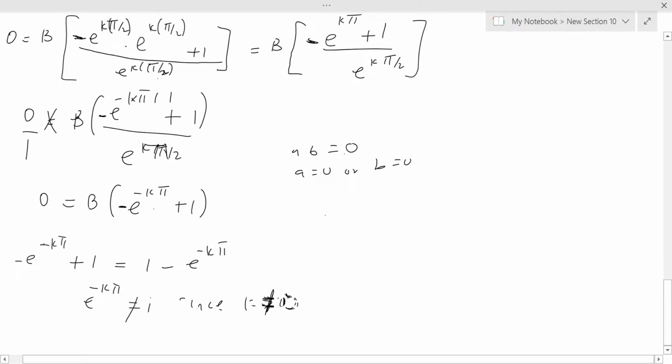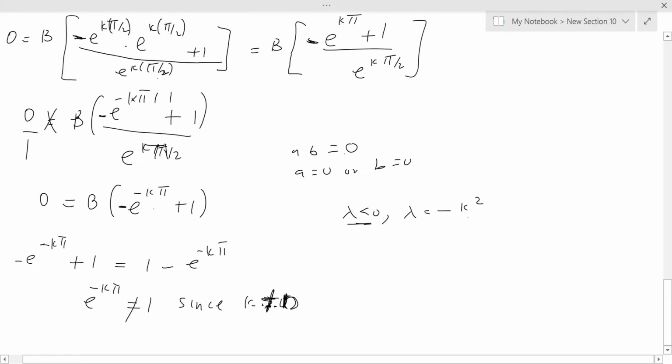Because remember, we defined our lambda. Our k is not 0 here. So the only way this can be 0 is if k is 0. Exponential raised to the power of 0 will give you 1. But k is not 0. Remember, we defined our lambda to be less than 0, and then we defined our lambda to be equal to minus k squared. So if k is 0, then this condition of less than 0 can never be satisfied. So k is already greater than 0.